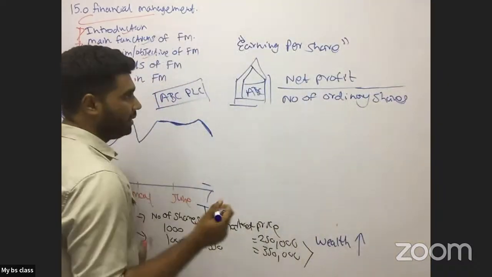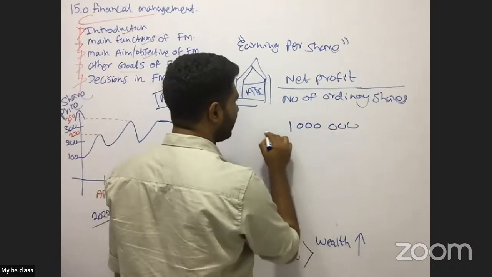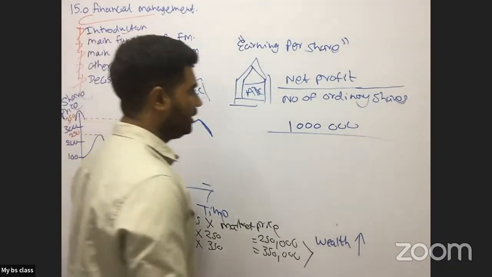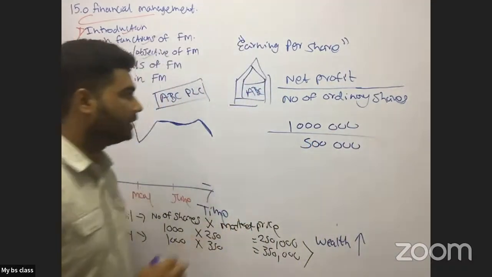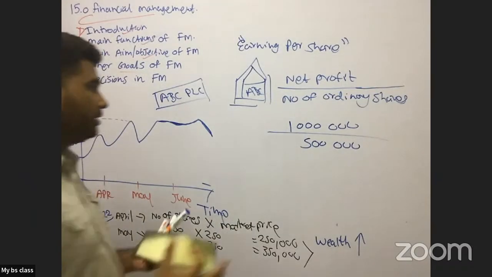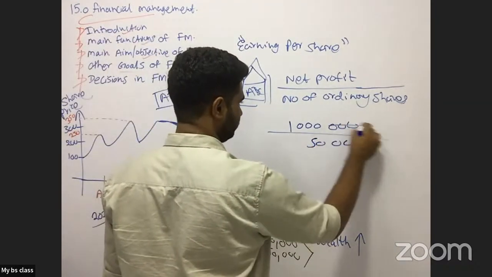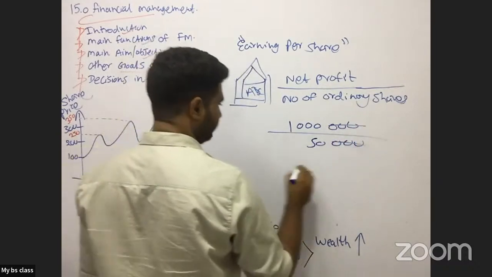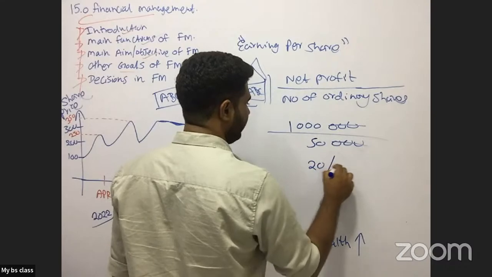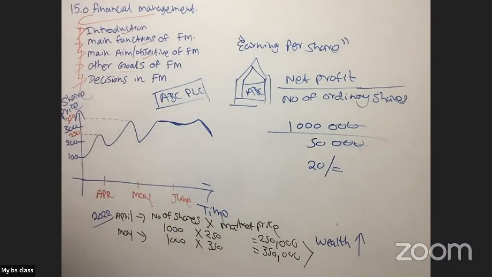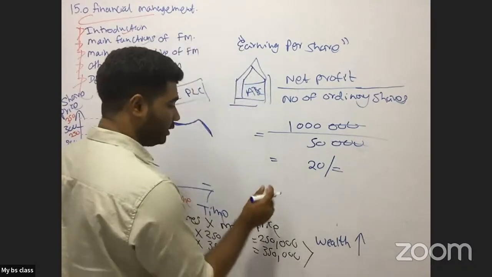Let's say this ABC company's net profit is like 1 million. Right, net profit 1 million. It has ordinary shares of 50,000. Which means per share they will be earning 20 rupees, right? 20 rupees per share. Now what happened? So it provides a good indicator.